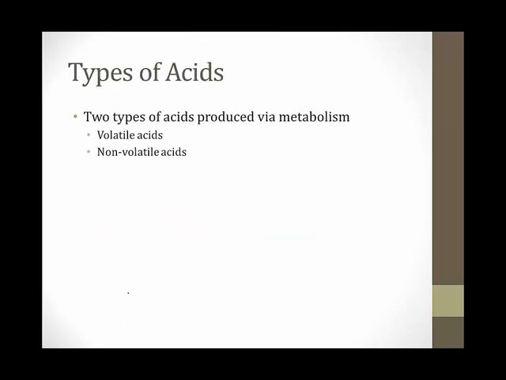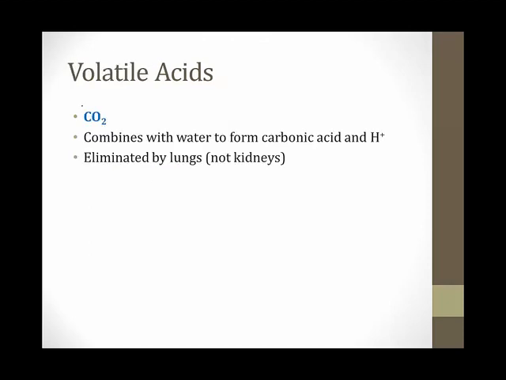There are two types of acids that the body produces every day via metabolism. The first type is called a volatile acid and the second type is called a non-volatile acid. When we talk about volatile acids, we're talking about carbon dioxide. As you know, carbon dioxide is produced by metabolism and it can combine with water to form carbonic acid and protons. And the way the body handles volatile acids like carbon dioxide is via the lungs, not the kidneys.